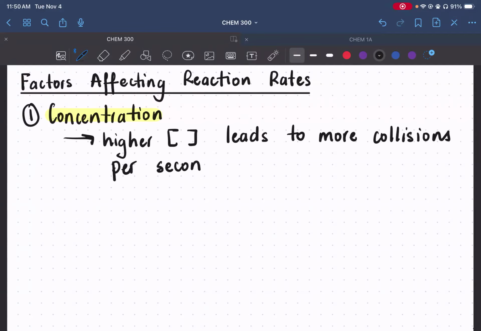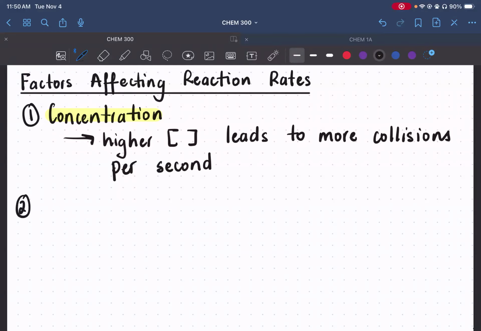Remember that collisions are really what preempts a reaction. There needs to be a collision in the first place for there to be any sort of reaction at all. So a higher amount of your chemical leads to more frequent collisions.